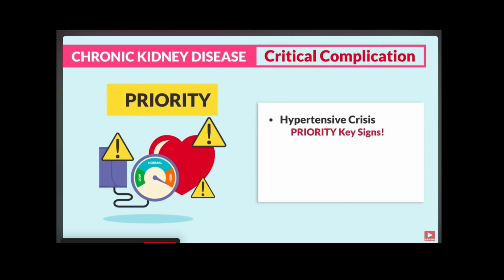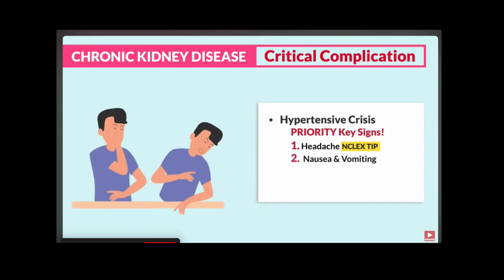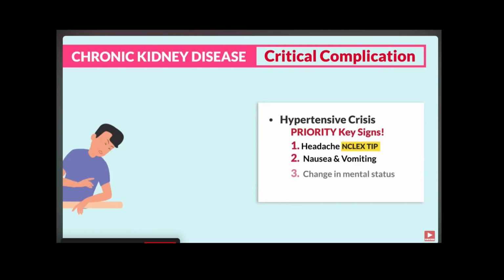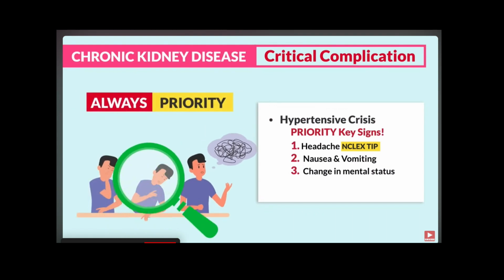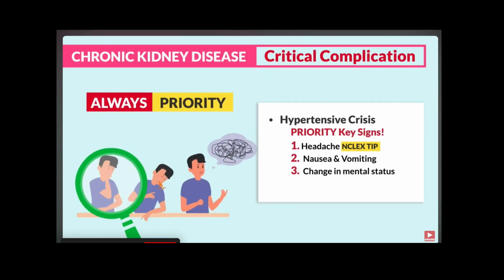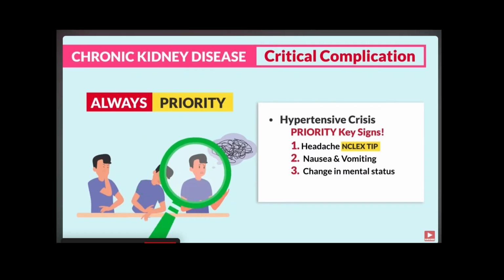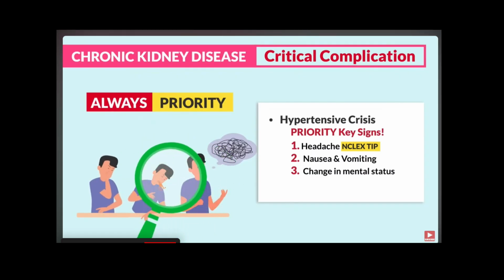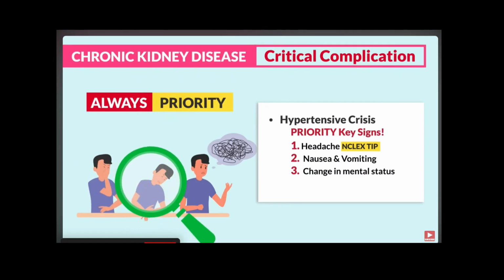Now, the priority key signs to write down. Huge NCLEX tip here. So number 1 is headache. Number 2 is nausea and vomiting. And number 3, a really big one here, is change in mental status. Now, these 3 are always priority, requiring immediate assessment. Write these down. We saw them on various question banks for key term hypertension crisis. You must report these key signs to the HCP provider immediately.